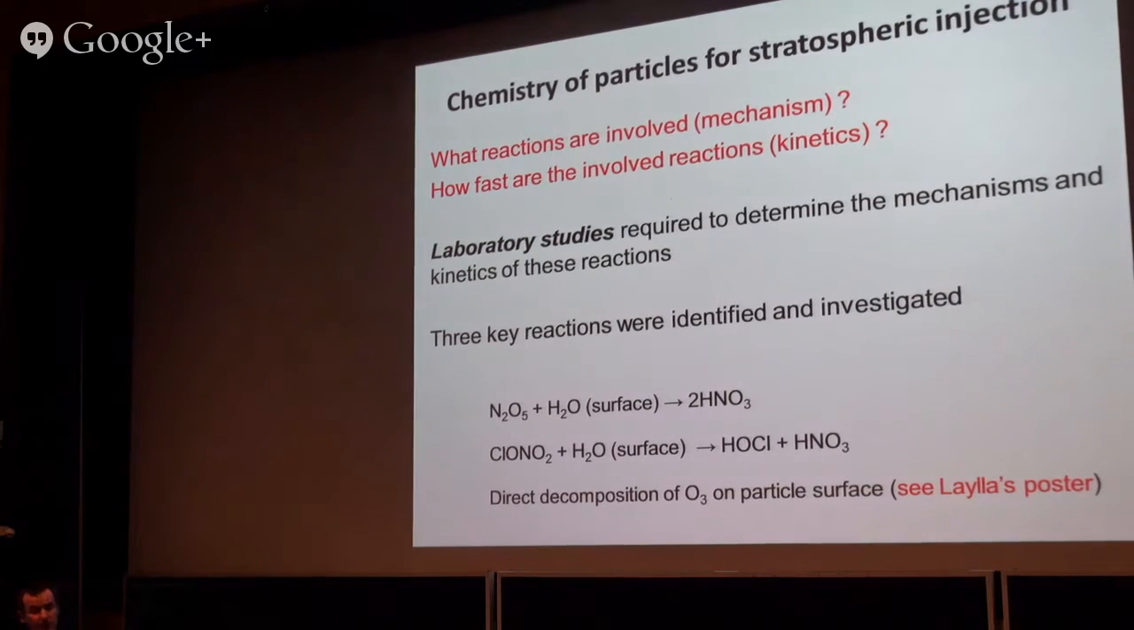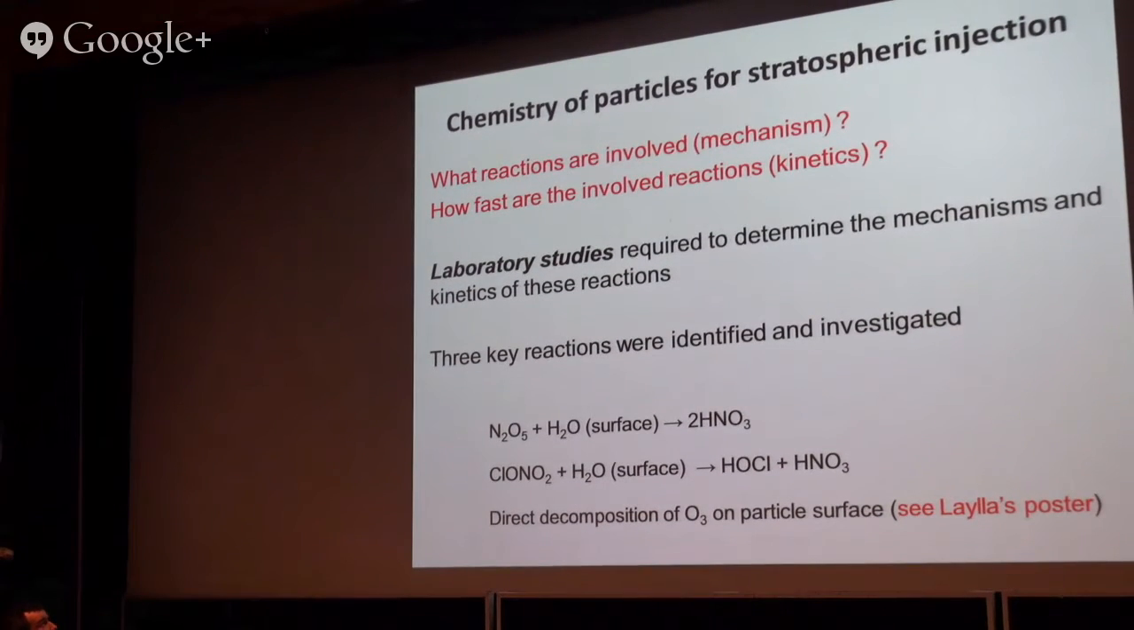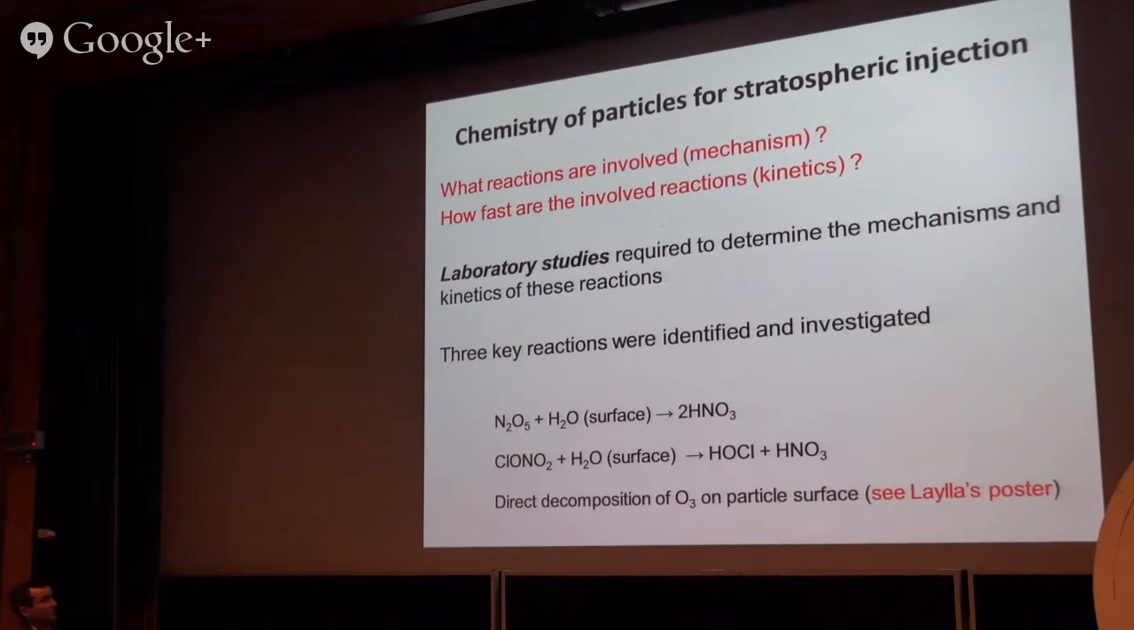But the chemistry is not going to be the same, it's a different particle. So what we need to know is the mechanisms, what chemistry occurs. And after we know what chemistry occurs, we need to know how fast that chemistry is, so we need to know the kinetics of this. And for this, we need laboratory studies. So sulfate is reasonably well known, and a lot of work with this was done on the ozone model back in the 80s, 90s.